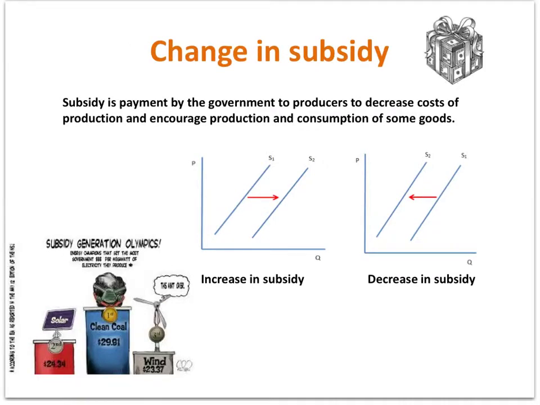Subsidy is the next non-price condition of supply. Subsidy is a payment by the government to producers to decrease cost of production and encourage production and consumption of some goods. So, when the government gives subsidy to producers, that decreases the cost of production, and then producers are willing to produce more at the same price. When the government removes or decreases subsidy, that increases the cost of production, so producers will be willing to produce less at the same price.